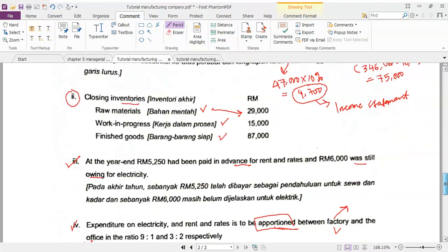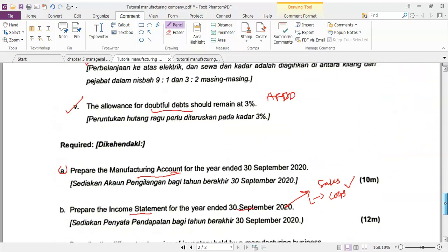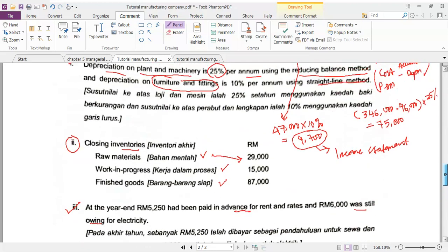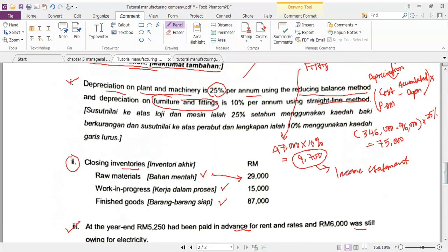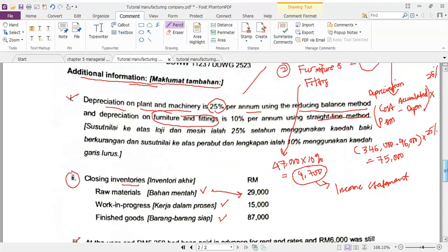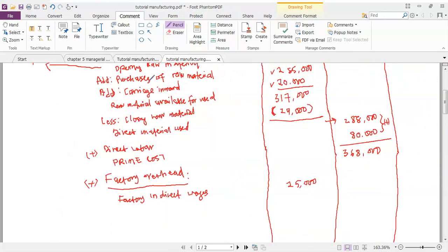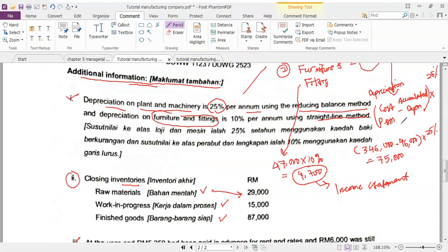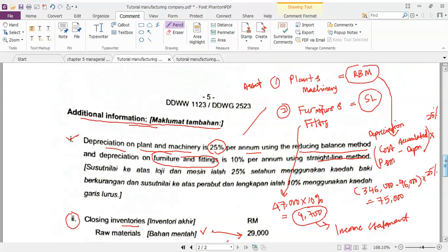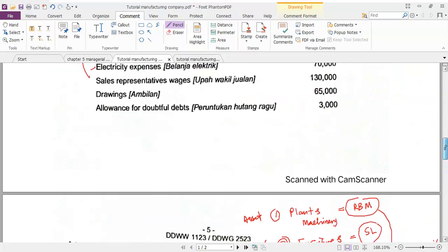Okay? After this, kita akan buat pula income statement. So all the costs or expenses that are excluded from factory, dia tak termasuk dekat factory, we should put inside the income statement. But then how about the depreciation on plant and machinery? Should we put the plant and machinery depreciation inside the factory overhead? Plant and machinery, is that what we need in the production for the product?